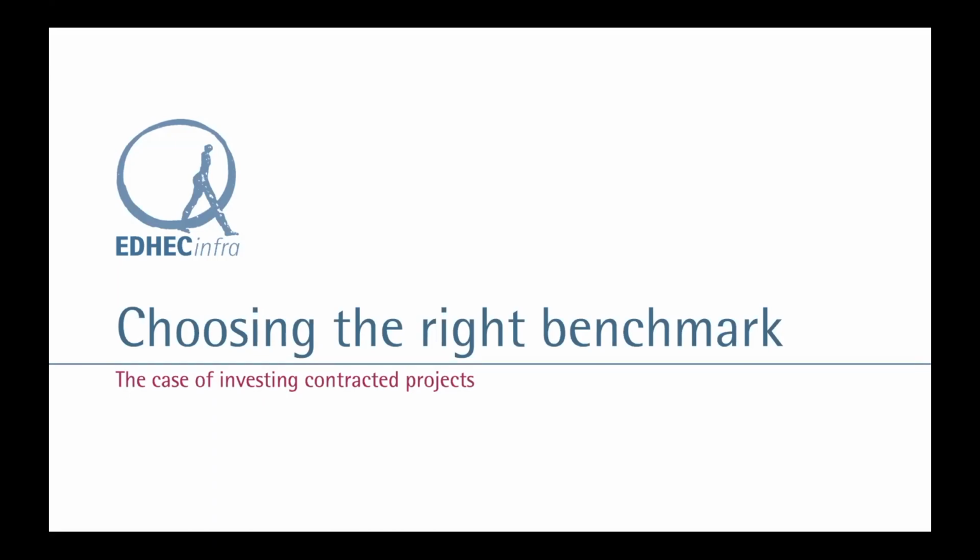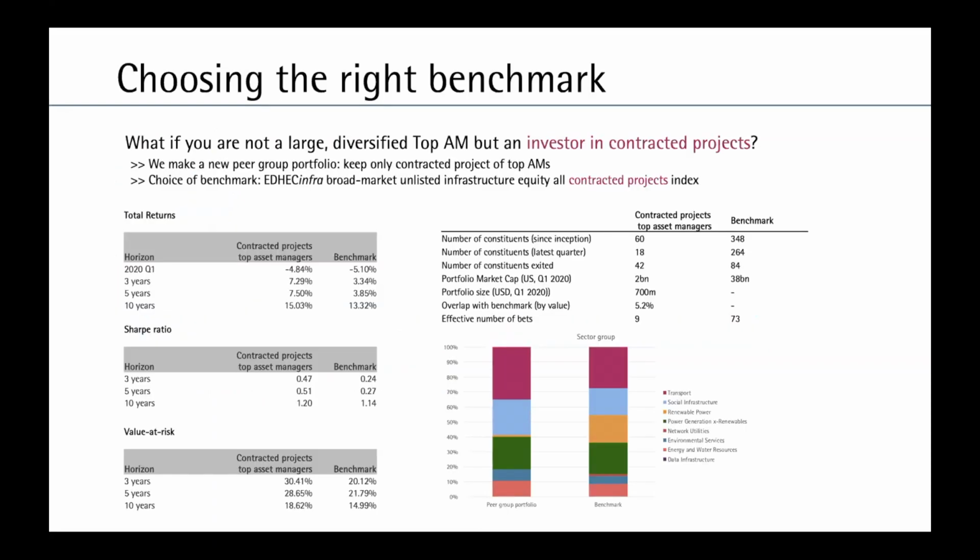And I just wanted to highlight the role of picking the right benchmark. So we've built another peer group portfolio, which is a subset of the top asset managers one. And then we're going to see how picking the right benchmark actually changes the analysis and improves the analysis a lot. So we build this portfolio by keeping only the contracted projects, so project finance vehicles with a contracted business model, in the top asset manager peer group portfolio that we've built.